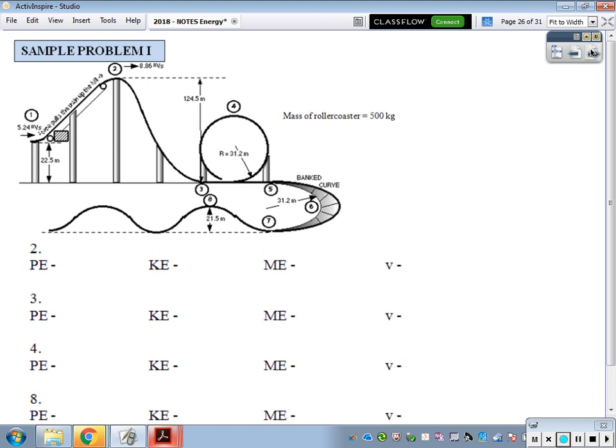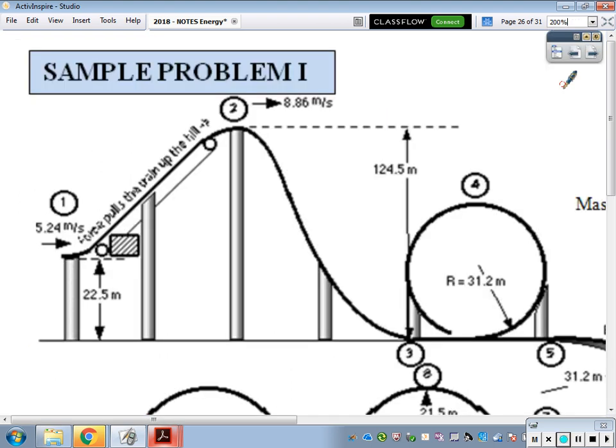So, here's how we're going to approach these problems. Just like with what we did with our bowling ball pendulum, we're going to take a look at what we have. I'm going to zoom in a little bit on this. And we're going to start here at position 2. Before we get started, let's look at it. Do we have a speed at position 2?